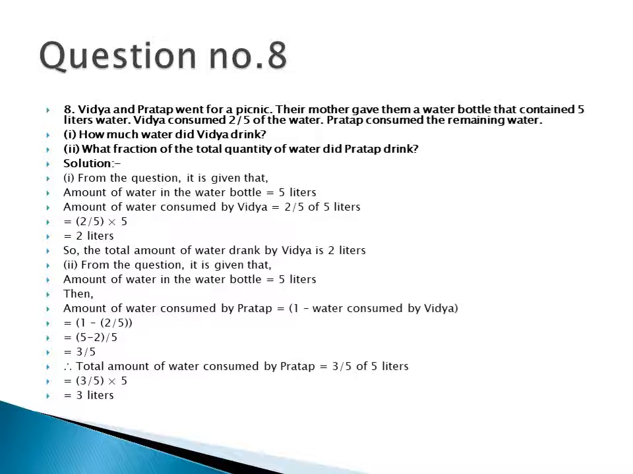So the total amount of water consumed by Pratap is 3 by 5 of 5 liters. That is 3 by 5 into 5, which equals, 5 and 5 will get cancelled, 3 liters. 3 liters is consumed by Pratap and 2 liters was consumed by Vidya. That's all. Hope it is clear to you.